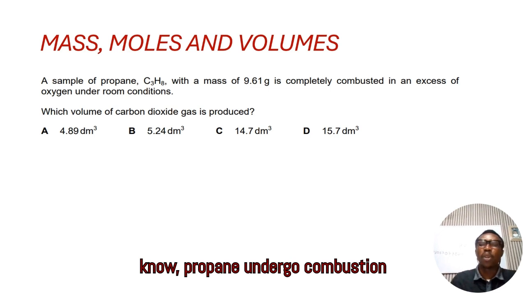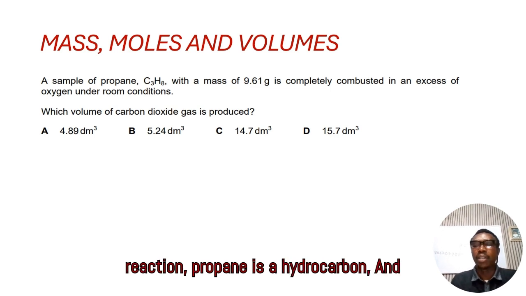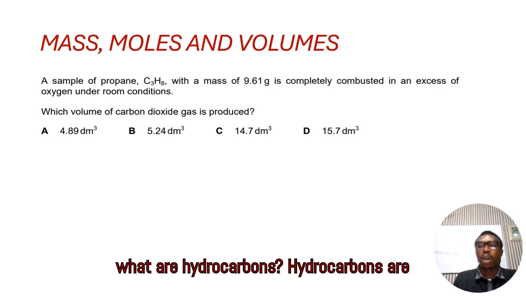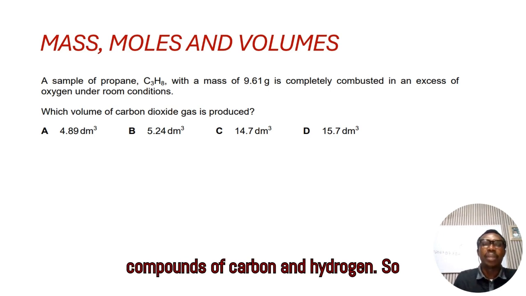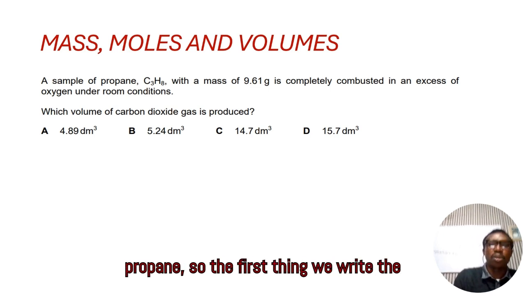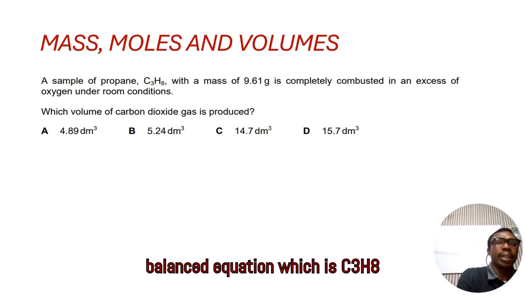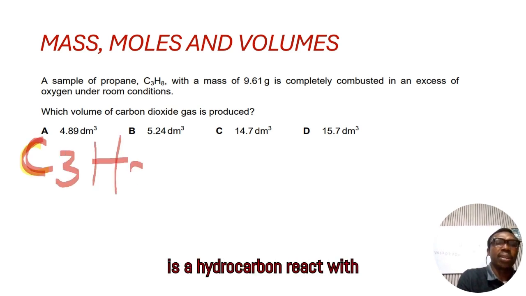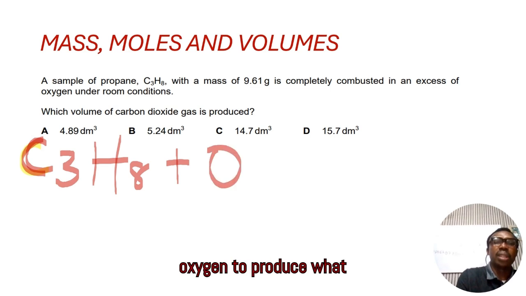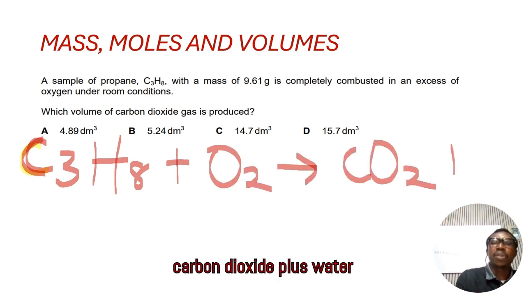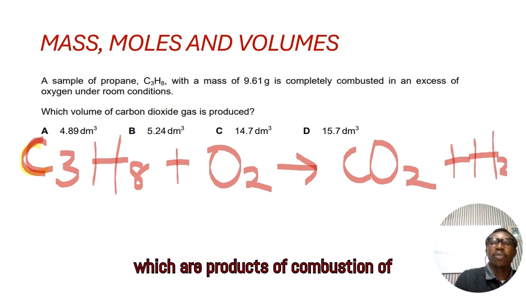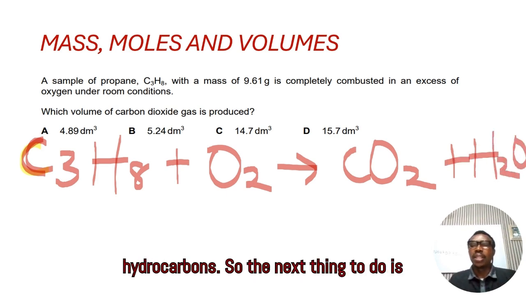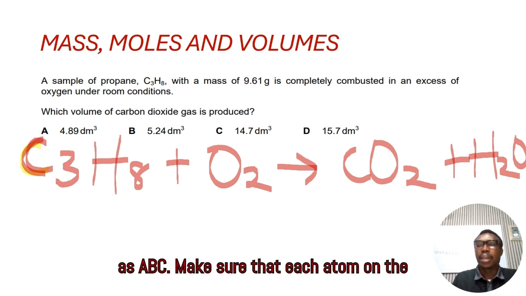Propane undergoes a combustion reaction. Propane is a hydrocarbon. And what are hydrocarbons? Hydrocarbons are compounds of carbon and hydrogen. So the first thing we write is the equation, which is C3H8, which is propane, a hydrocarbon, reacting with oxygen to produce what? Carbon dioxide plus water, which are the products of combustion of hydrocarbons. So the next thing to do is to balance the equation. It's as simple as ABC.